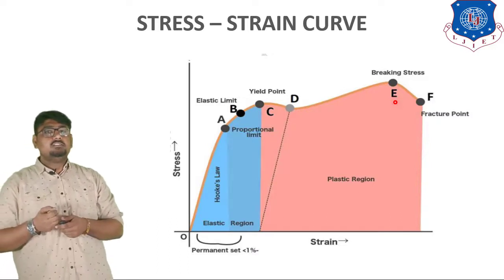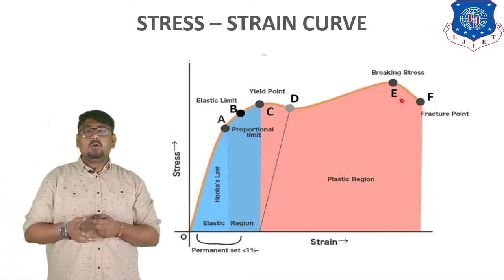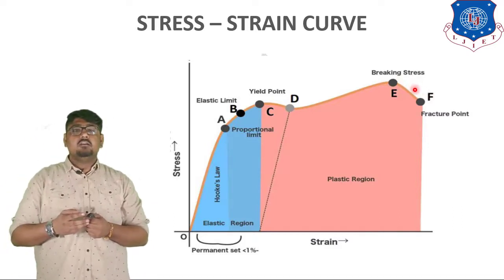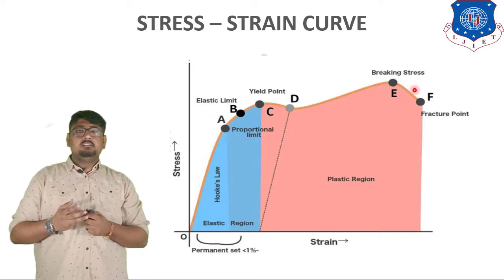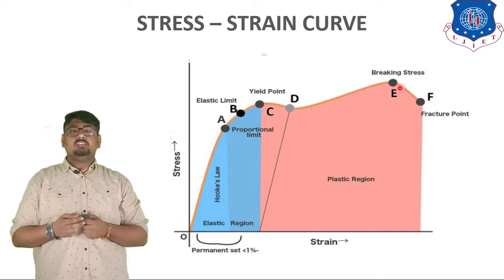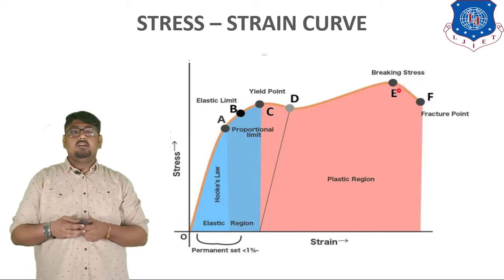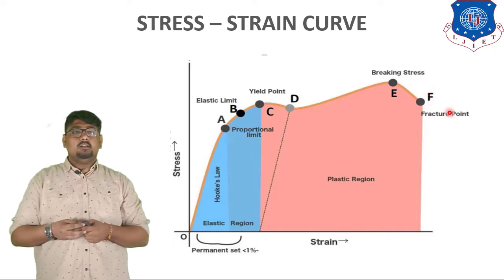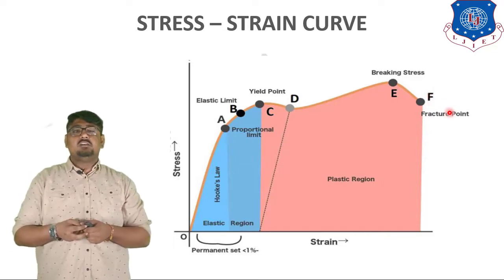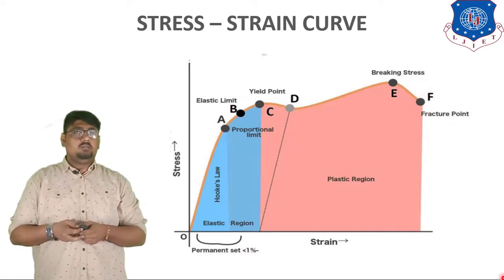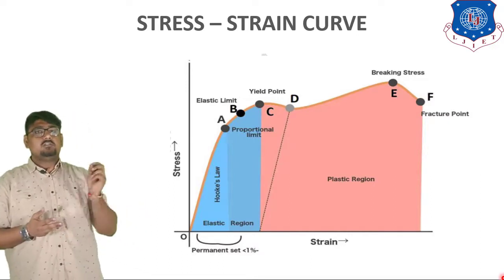Now next is the breaking load point. Up to point E, the cross-sectional area goes on decreasing, forming a neck. The cross-sectional area becomes smaller and smaller. Now the specimen is broken at point F into two pieces. The point F is known as the breaking load point, and the stress corresponding to this point is known as the breaking stress of the material. So that was all about the stress strain diagram.